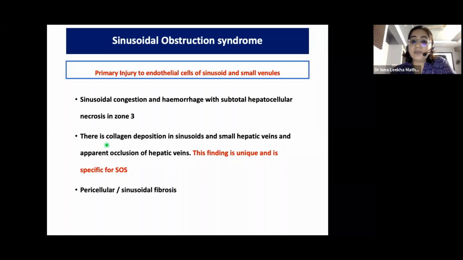There is collagen deposition in the sinusoids and small hepatic veins and apparent occlusion of the hepatic veins. This finding is unique and is specific for sinusoidal obstruction syndrome. Along with that, there is pericellular and sinusoidal fibrosis.